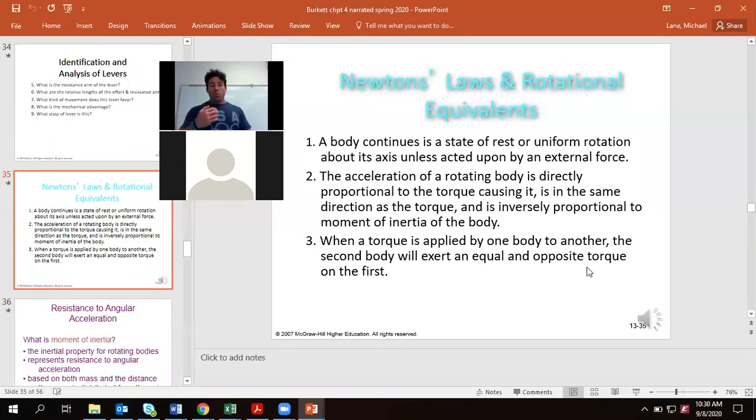So we have the wonderful rotational physics that are just going to be modifications of the linear physics you've seen before. A body continues its state of rest or uniform rotation unless it's acted on. So objects in motion stay in motion unless acted upon, meaning things are going to rotate unless something is trying to stop them from rotating. Okay. Acceleration of a rotating body is directly proportional to the torque causing it. So the greater the torque, the greater the rotation, and whatever amount of torque you're producing, an inversely proportional amount of moment of inertia is acting on the body. And then finally, when one torque is applied to another, the second will always exert an equal and opposite torque on the first. So whatever torque you're producing, that torque is coming back through you.